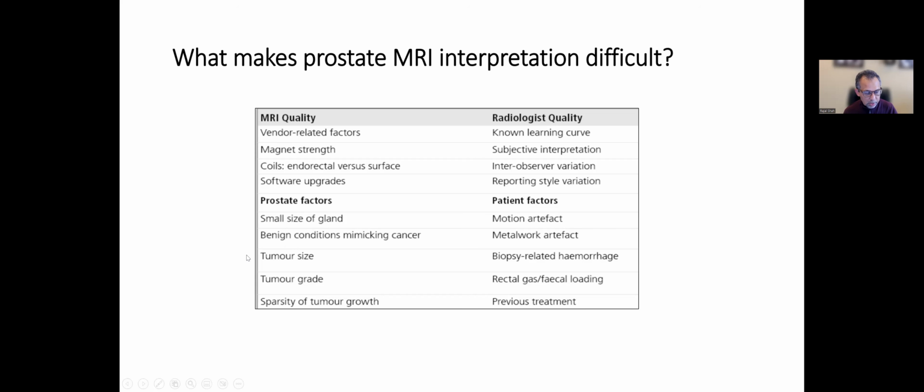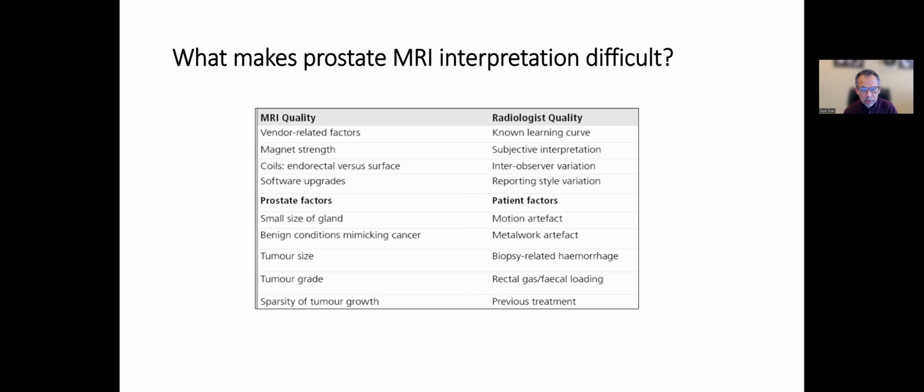We have also seen, which I'm going to talk about in our study, that MRI visibility is highly dependent on the tumor size and presence of pattern 4, as well as location of the tumor within the prostate. There are also many important radiological factors that you should be aware of. Similar to pathologists, this is also radiologist dependent.